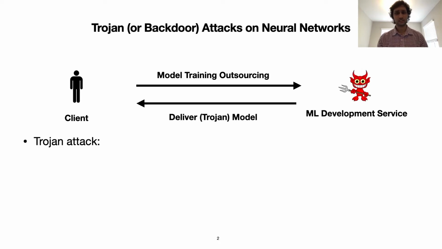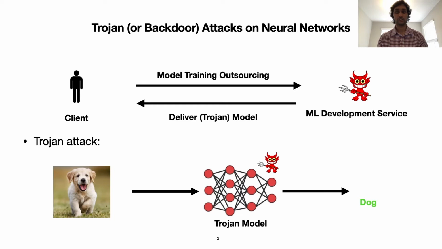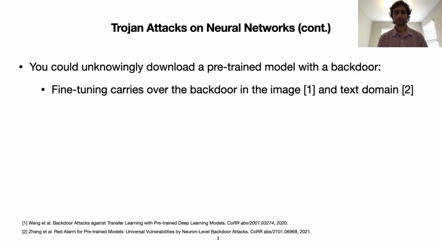Now, what is a Trojan model? Let's say you have an image classifier that distinguishes dogs from cats. If it's a Trojan model, it'll behave normally in most situations. That is, if you query with an image of a dog, it will say dog. However, if you insert a specific property or trigger in the input, in this case a specific pixel pattern, then the Trojan model will misclassify it and say cat. This kind of attack is known as a Trojan attack.